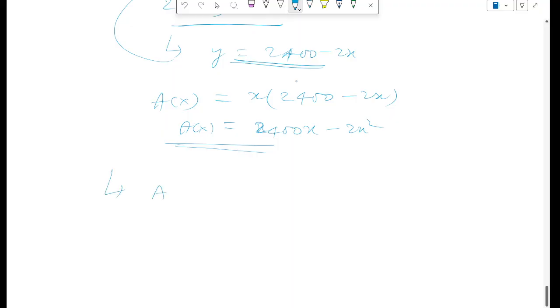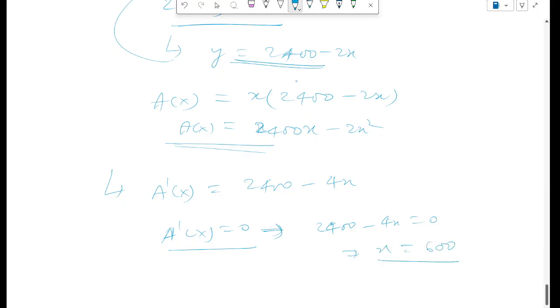We first calculate the first derivative of the area A(x). This will become 2400 minus 4x. Now we equate A'(x) to 0 to find critical points, or you can say the stationary points. So by equating this to 0, we will get 2400 minus 4x equal to 0, which will give us x equal to 600, right?